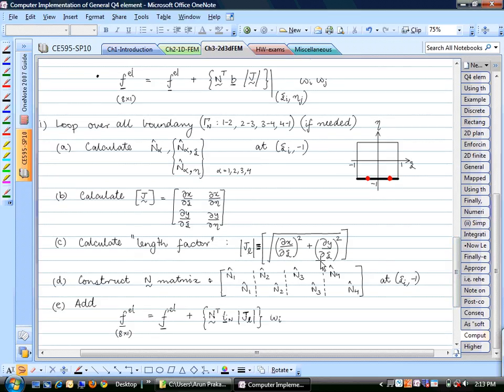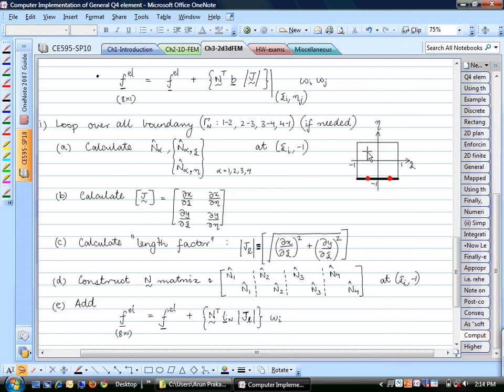So that length factor, I'm denoting with JL. Once you calculate that, construct your N matrix at this point and calculate your boundary term, and keep on adding it to the element force vector. So in case you have tractions on all the 4 edges, and you are using 2 cross 2 Gauss points, then how many times will you have to run this loop? If you have tractions on all the 4 edges, you are using 2 points per edge, how many times will you have to run this loop? So 4 times for each of the 4 edges, and twice within each for the 2 Gauss points.